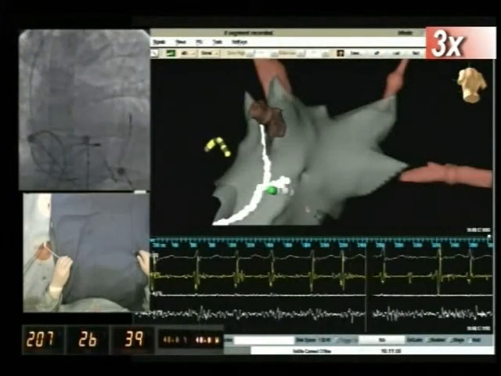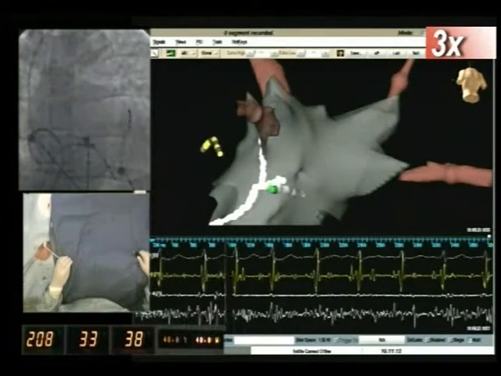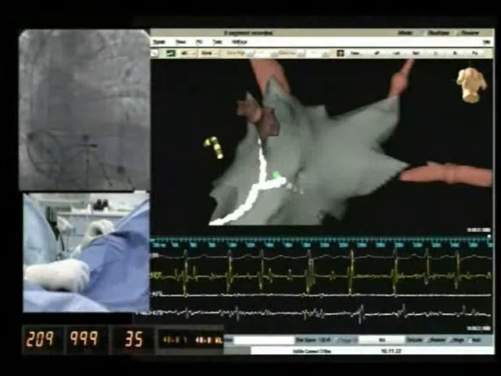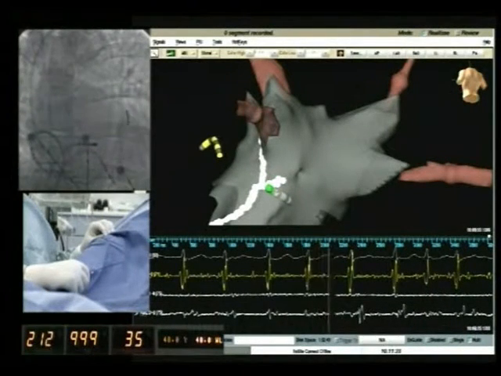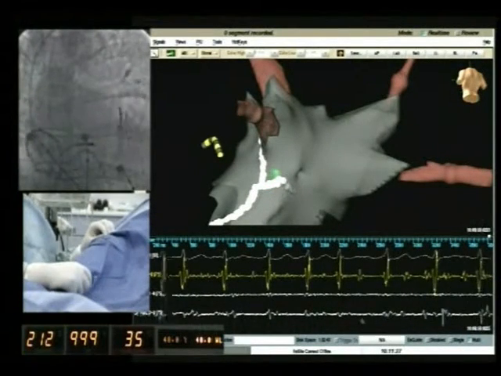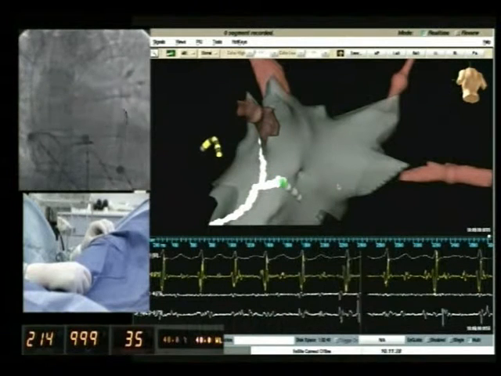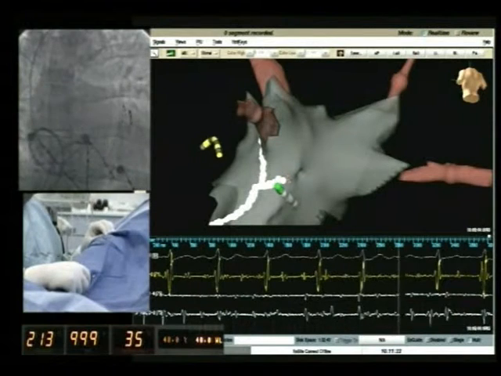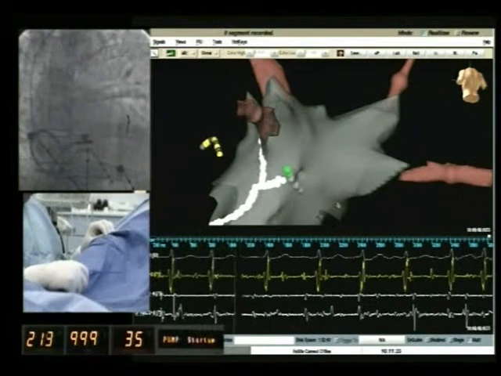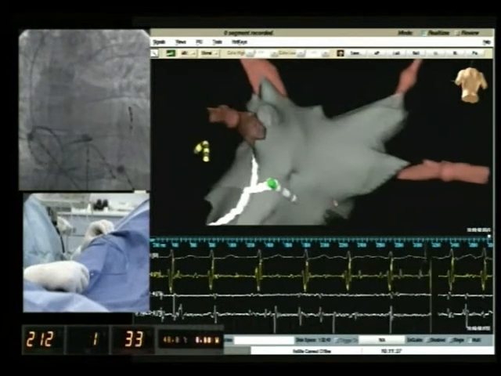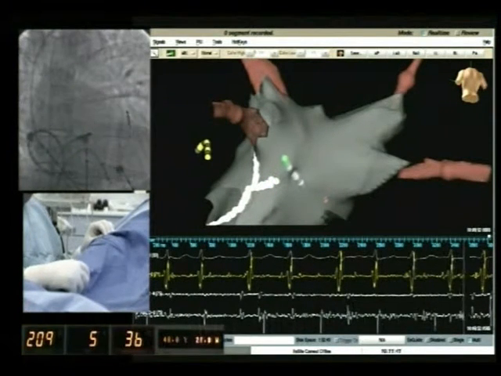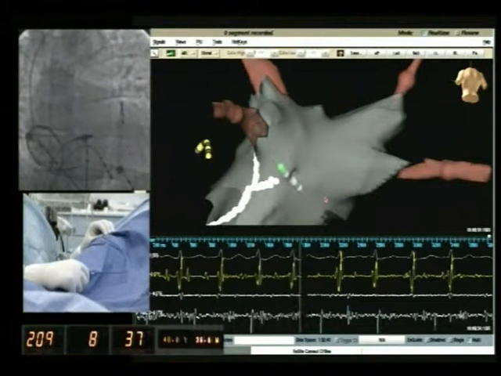The operator is now starting to complete posteriorly the circumferential lesions around the left-sided pulmonary veins, starting from the left inferior pulmonary vein towards the left superior pulmonary vein. The stability of the catheter is obtained by the respiratory compensation function, which may be reset at any time if necessary. Particularly, the posterior wall ablation can be painful for the patient, and the pain may cause the respiratory frequency to change.